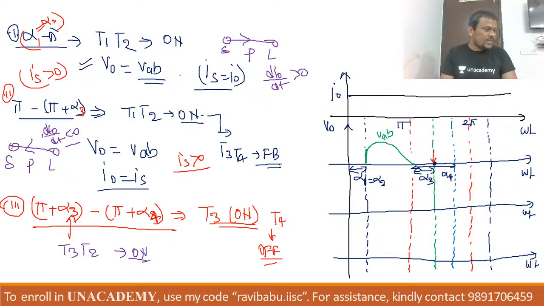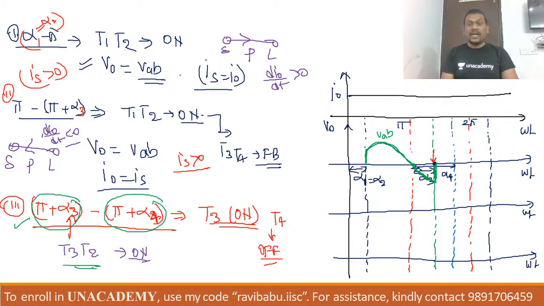Is it clear? VAB. Now somewhere here T1, T2 are still on, so our VAB will reach -1. After this moment, our case three will start. This is case three, from pi plus alpha 3 to pi plus alpha 4.